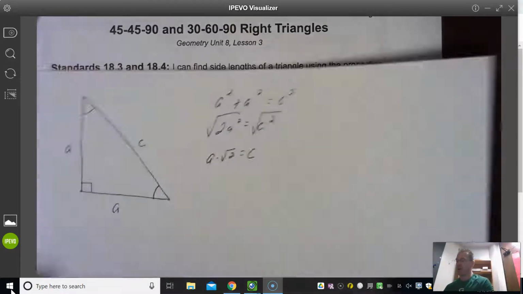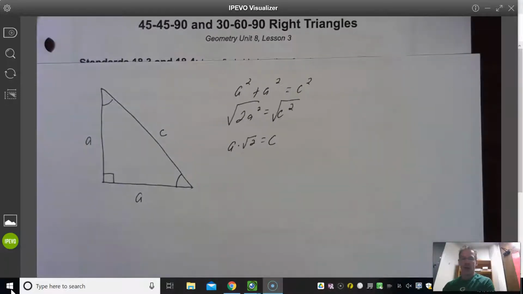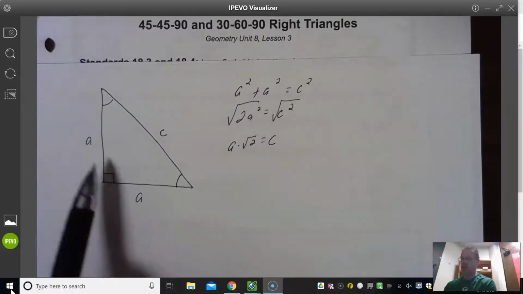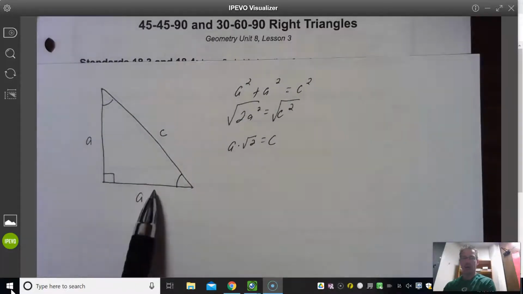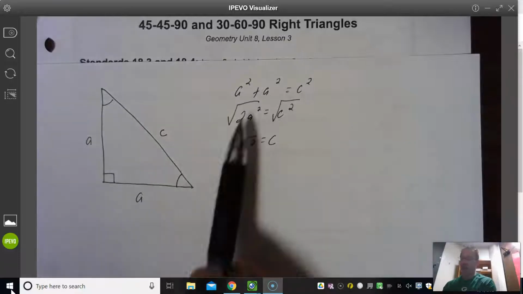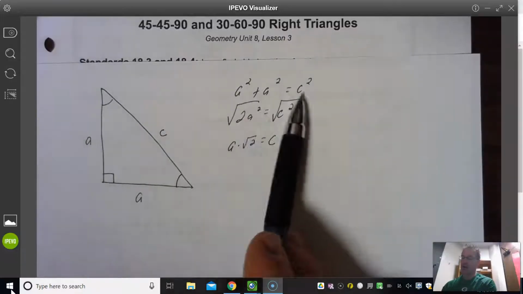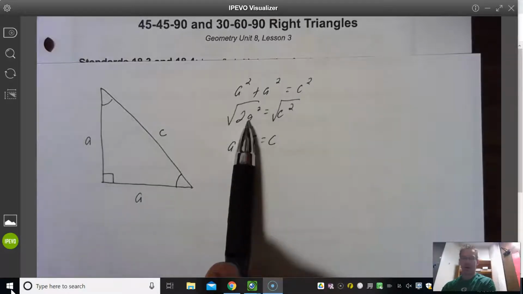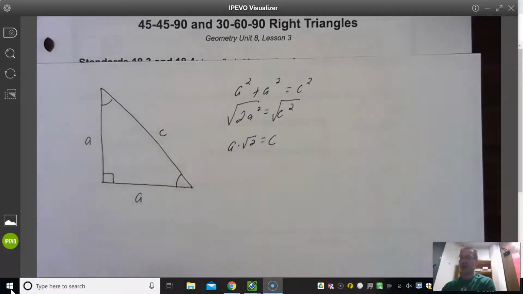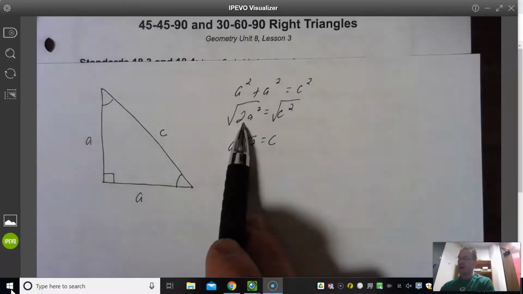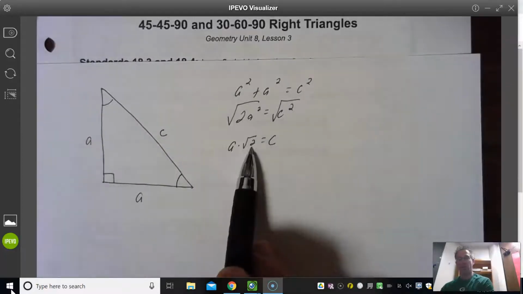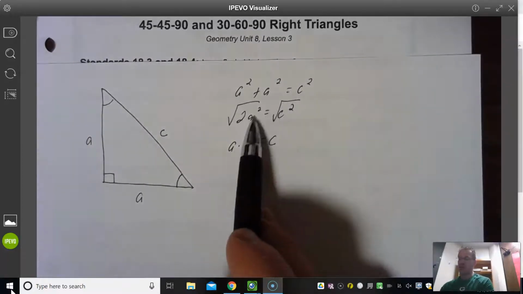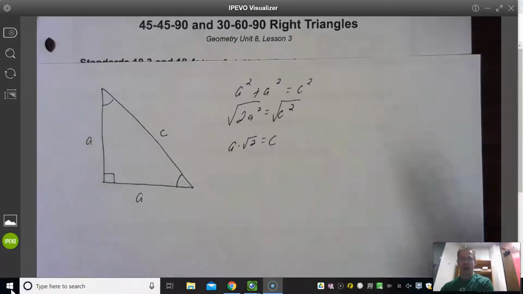I did that on a separate sheet of paper, so let me pull that over here. If we have an isosceles right triangle, the two legs are congruent, so I'm going to label them both as A. So we'd have A squared plus A squared equals C squared. If we combine that, A squared plus A squared is 2A squared. Then I take the square root of both sides, just like we did before when we had integer answers. The square root of 2 is just the square root of 2, but the square root of A squared would just be A, in the same way the square root of 25 would be 5 and the square root of 9 would be 3.